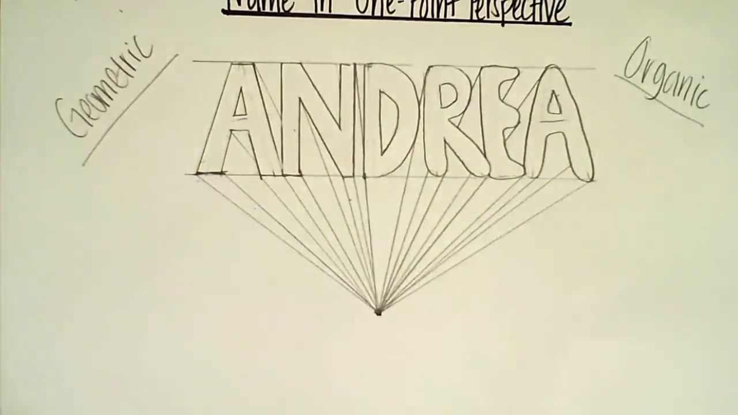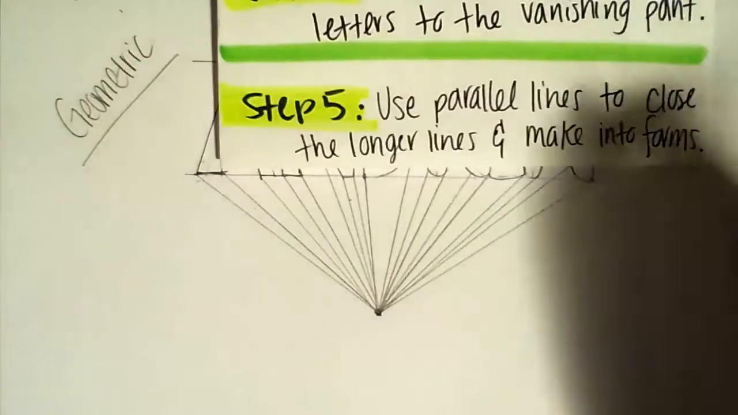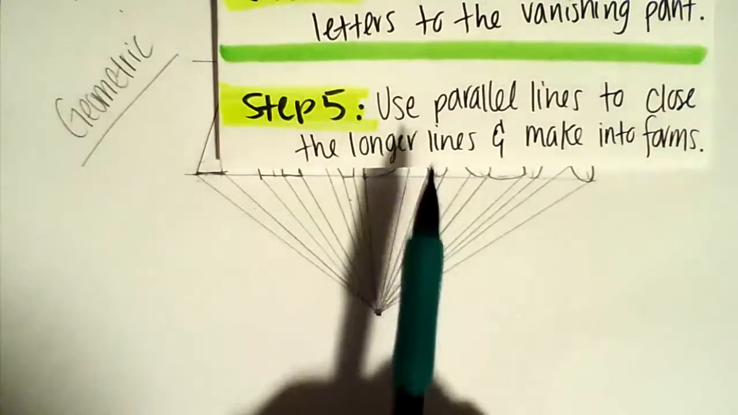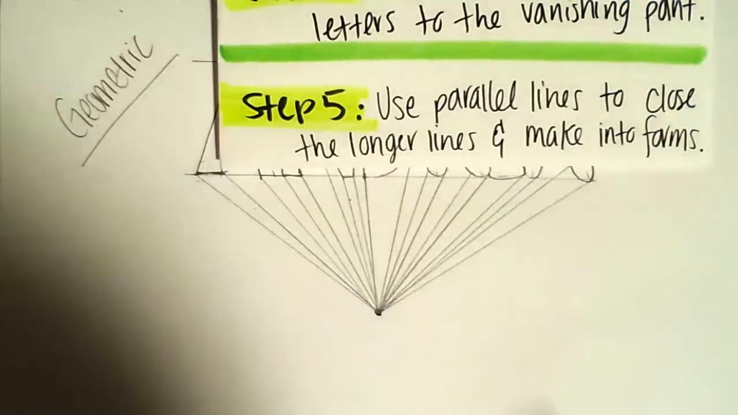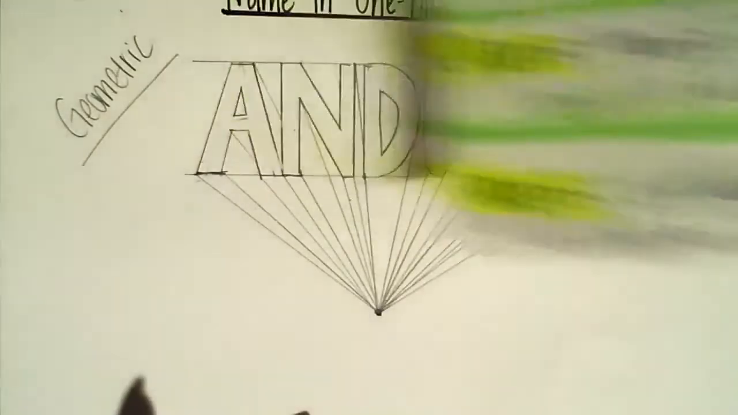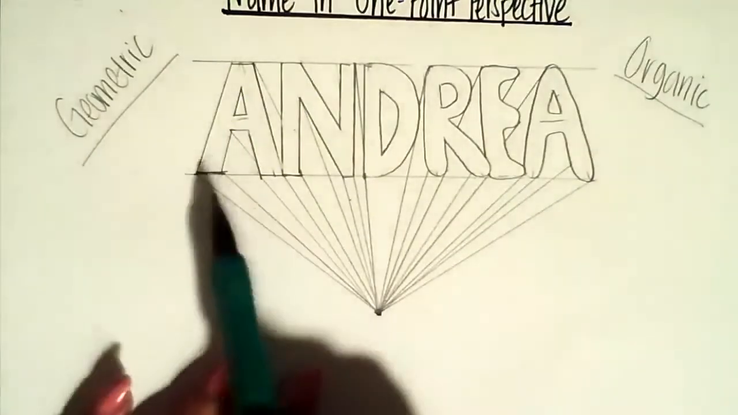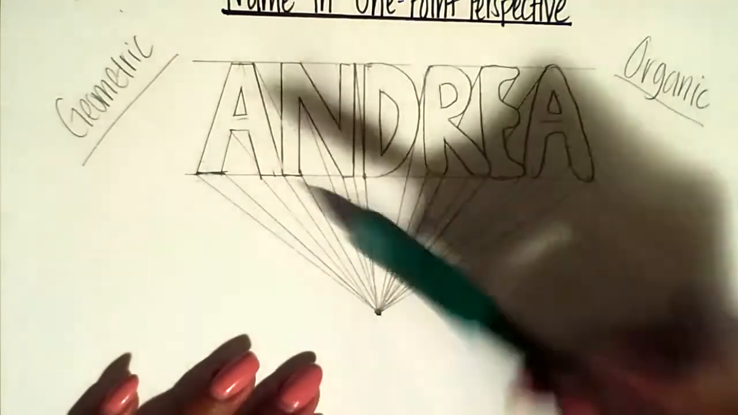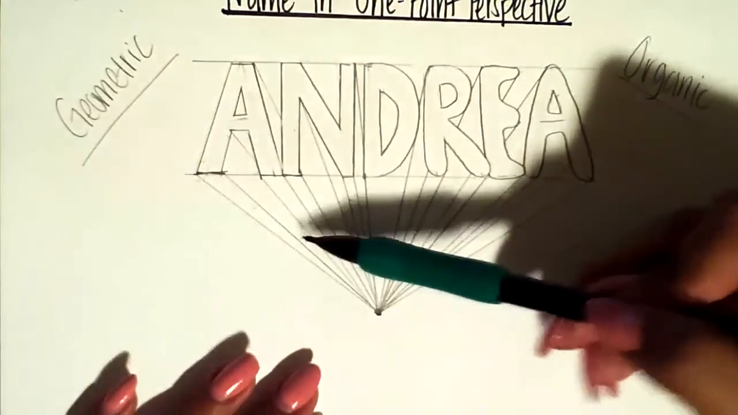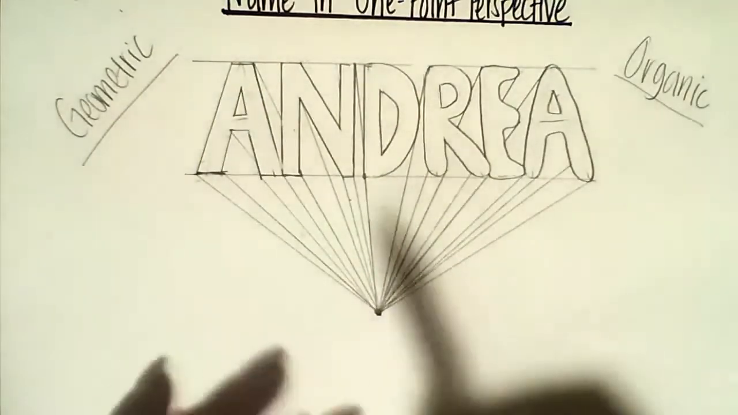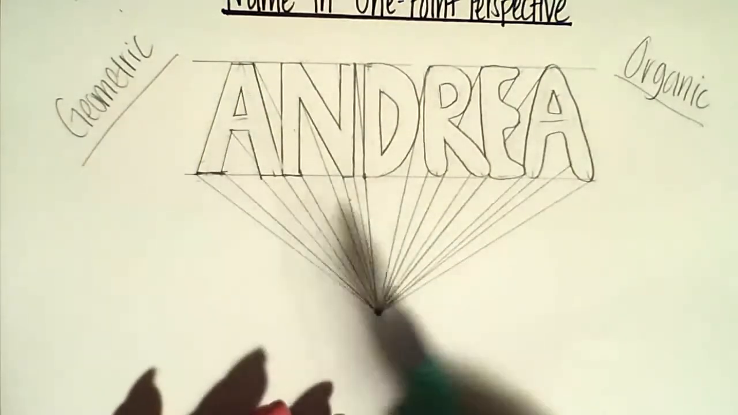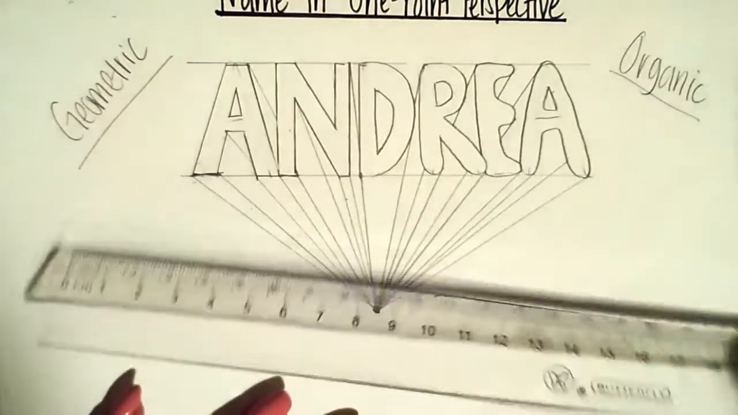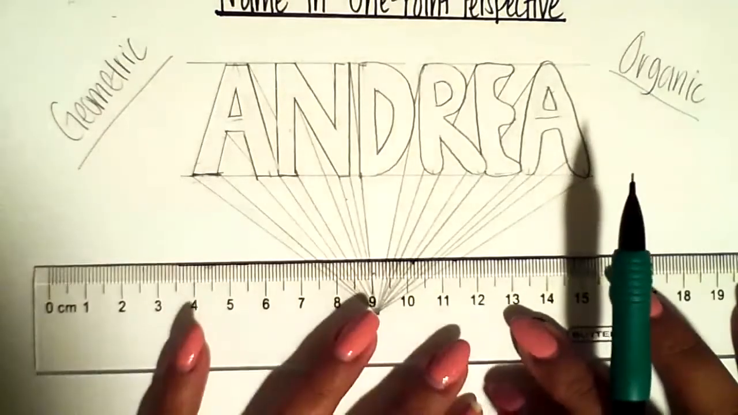So what is the next step? We already connected all of our corners and edges to the vanishing point. So step number 5, remember using parallel lines to close the lines and make them into forms. So remember, if this line is horizontal, this line has to be horizontal. If this line is diagonal, this line has to be diagonal. But in order for our letters to keep straight, I'm going to draw a line right here.